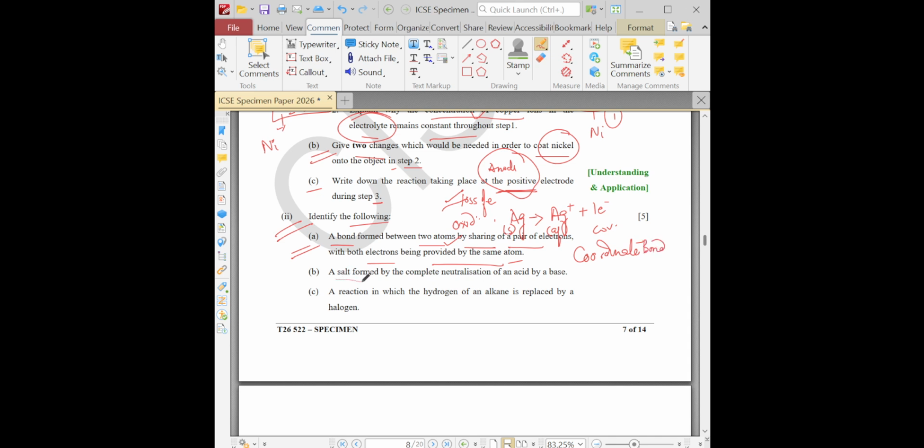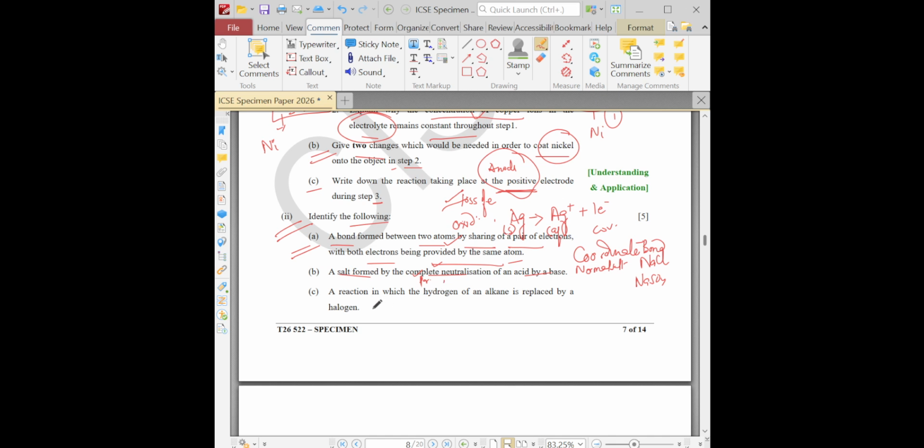Next, a salt formed by complete neutralization. Now, when there is neutralization, it can be complete, it can be partial. So when we talk about complete, then it is always a normal salt. Okay, let's take examples. Examples can be sodium chloride, right? We can have sodium sulfate, right? And when it is partial, then it can be sodium hydrogen sulfate or hydrogen carbonate.